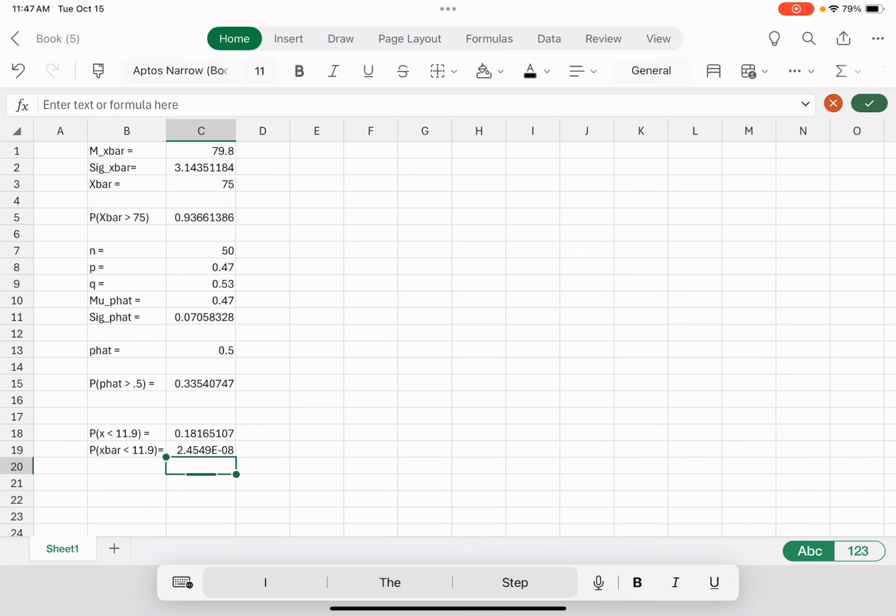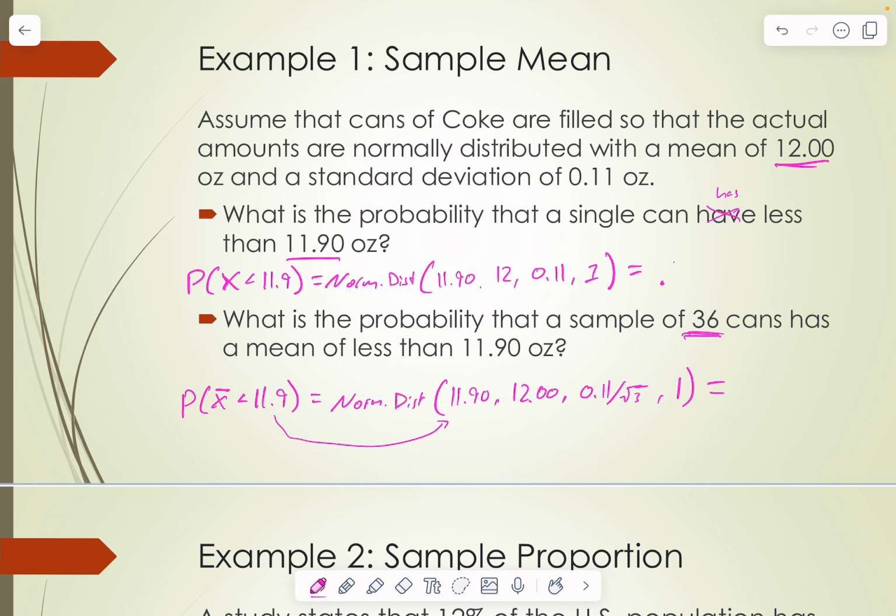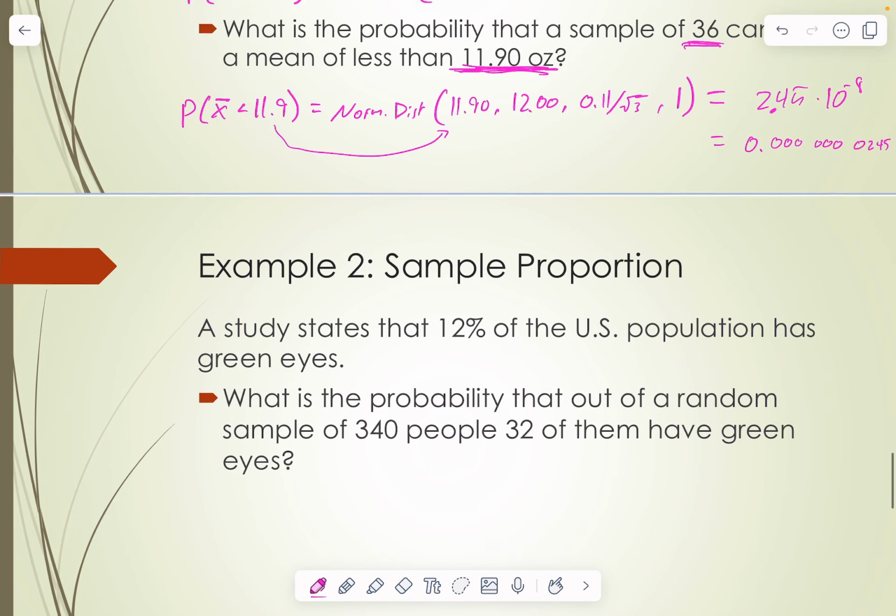The probability that a sample of 36 cans has an average amount less than 11.9 on average is negligible. It's nearly 0. Okay, so let's go ahead and report that now. So this is going to equal 0.182, and this other one is going to equal 2.45 times 10 to the negative 8th, which is equal to 0. So that's what that's going to equal. Very small. All right. So we don't need to worry about there being an average of less than 11.9 ounces in a sample of 36 cans.